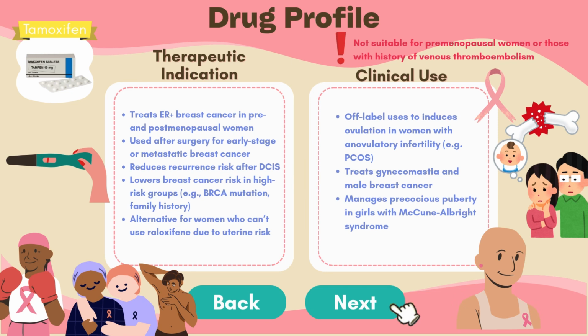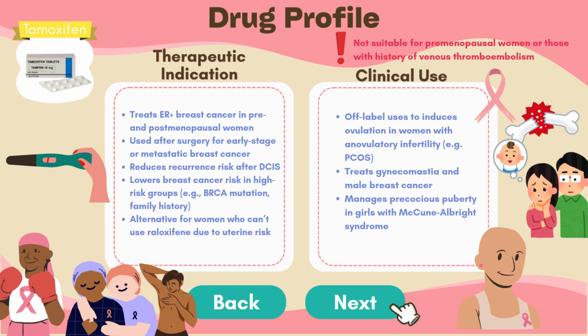Moving on to TAMOXIFEN, the therapeutic indications include treating ER-positive breast cancer in pre- and postmenopausal women. It is used after surgery for early stage or metastatic breast cancer. It reduces recurrence risk after DCIS. It lowers breast cancer risk in high-risk groups, and it acts as an alternative for women who can't use RALOXIFENE due to uterine risk. For the clinical use, it is used off-label to induce ovulation in women with infertility, and it treats gynecomastia and male breast cancer. It may delay precocious puberty in girls with McCune-Albright syndrome.